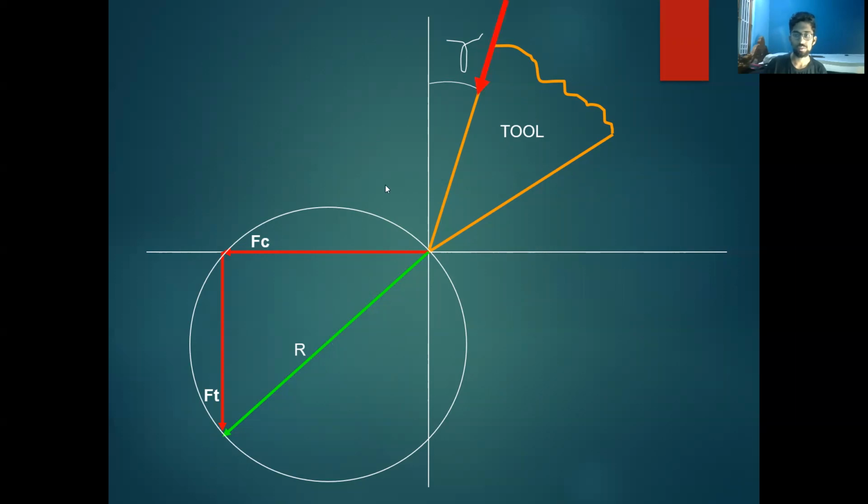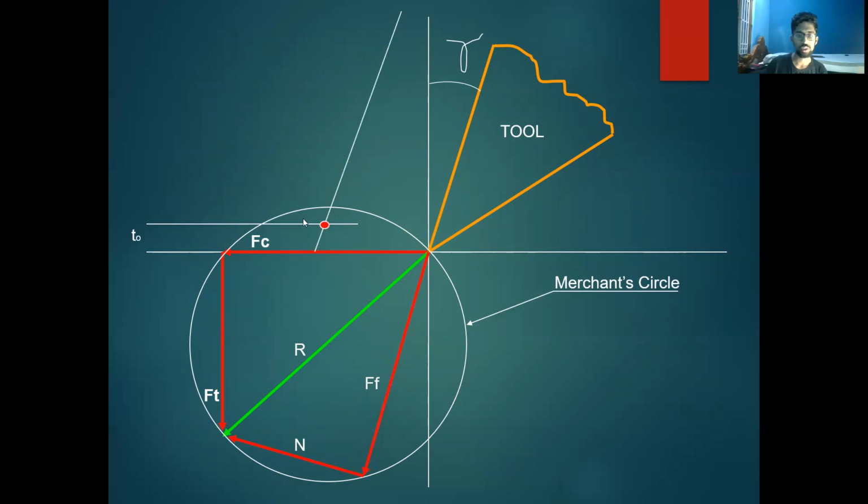Next, from the tool rake angle, there will be extensions. You can see it will be moving from top to bottom. So it will be extended till the tip of the merchant circle, which tells us F_N, and you can see it is a normal force. Next, we will be moving to the shear angle.